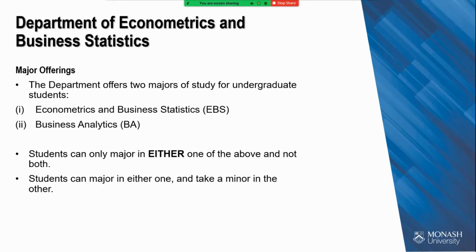All right. So there are two major offerings that the department offers. The first one is the Econometrics and Business Statistics, or better known as EBS. And the second one is known as Business Analytics, or BA. One thing to note is students, you can only major in either EBS or Business Analytics. You can't major in both of them. So you'll need to make a choice whether you're going to go for EBS or for BA. You can major in one, and you can take a minor in the other. So not majoring in both, major in one, minor in the other.